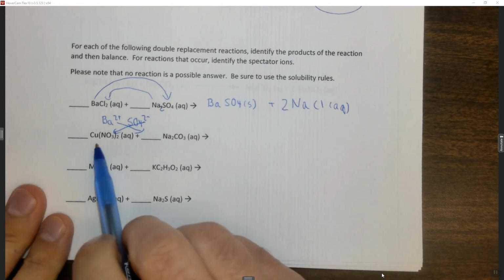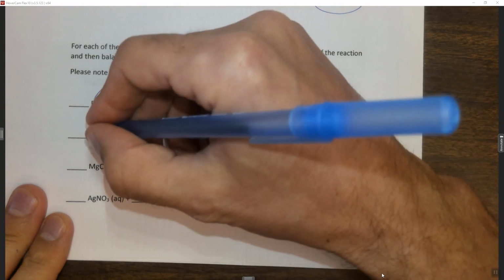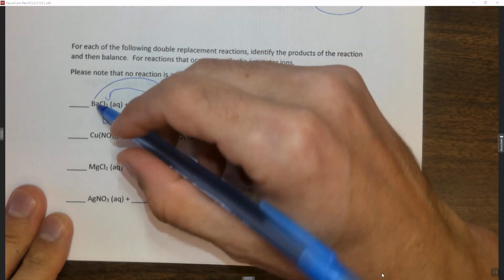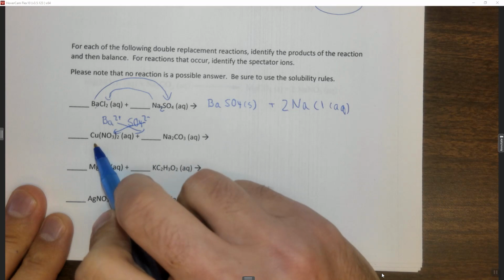Alright, in this case, we have copper(II) nitrate reacting with sodium carbonate. Same thing, I don't have the space to write it, but copper is going to go with carbonate. It's always the first one with the last one, because positive and negative, and then positive and negative. Sodium is going to go with nitrate.